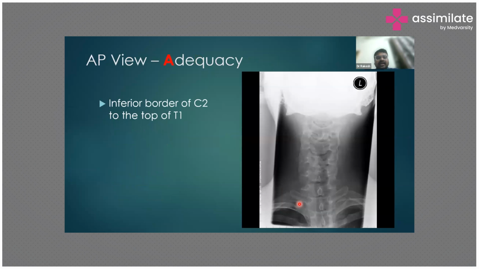Now, that is about your lateral view. Now let's see the AP view. How will you decide if it's adequate? You should be able to see the inferior border of C2 to the top of T1. So C2, C3, C4, C5, C6, C7, and this is the top of T1. So C2 to T1 is an adequate X-ray.